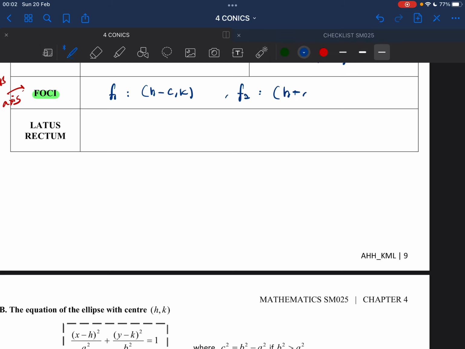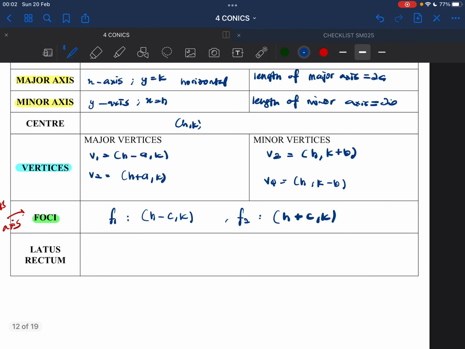So that is how we are going to find all the coordinates of the foci and vertex, minor vertex and major vertex. As I said earlier, the key point here is to know your major axis and minor axis, and also the length. You have to know your vertices and you have to know the foci. This one here, the latus rectum, you can just ignore.